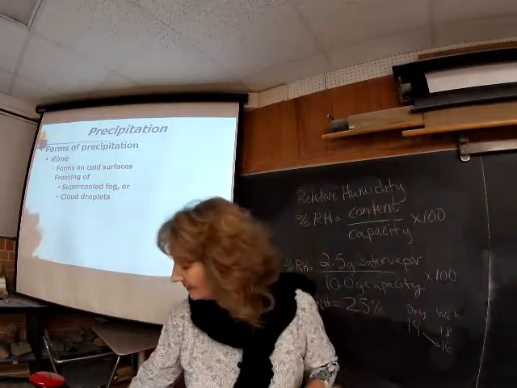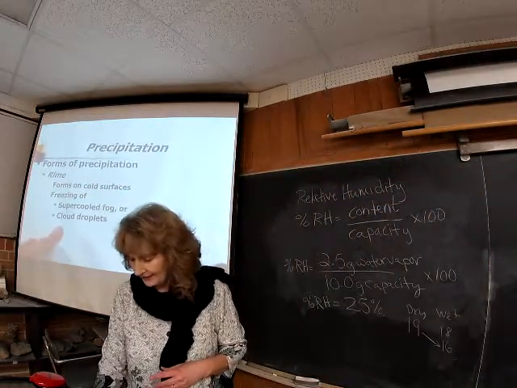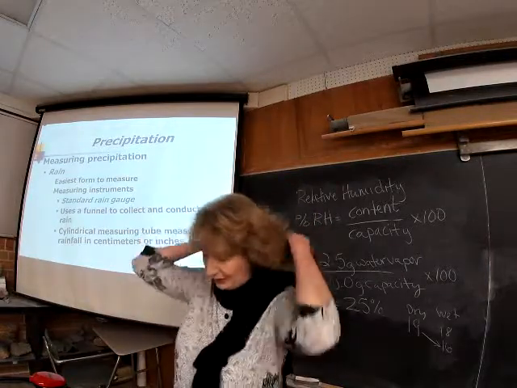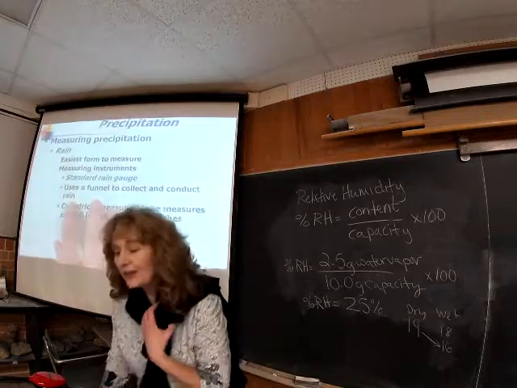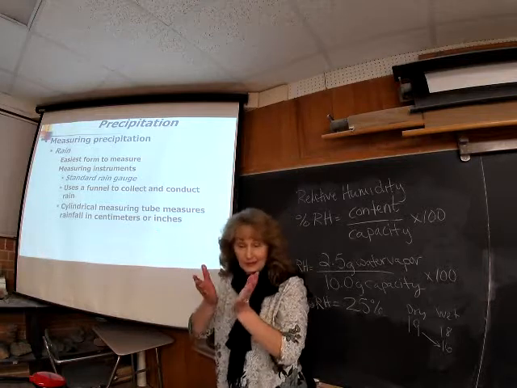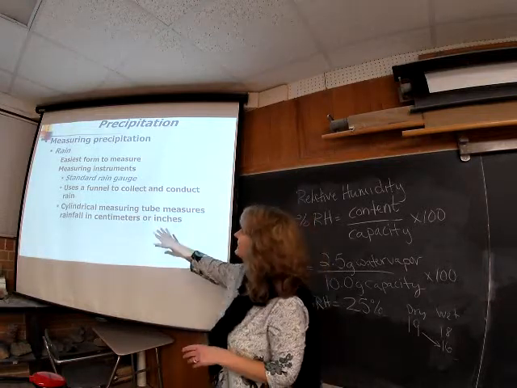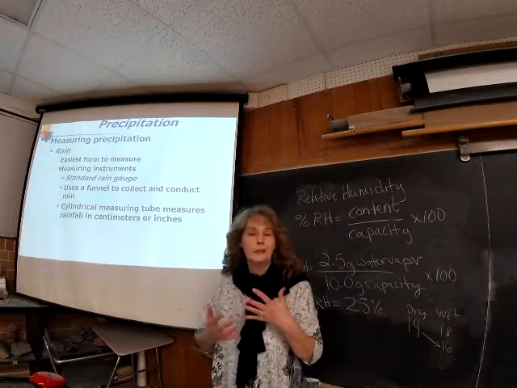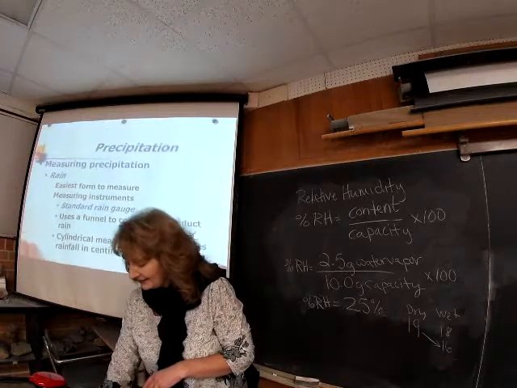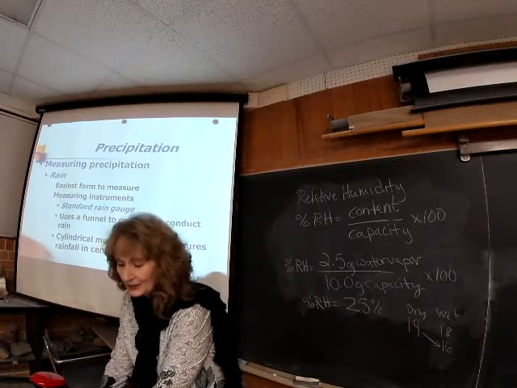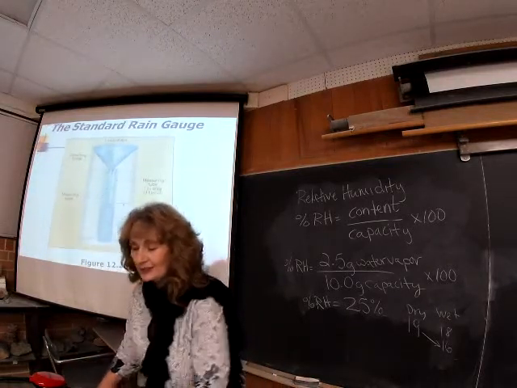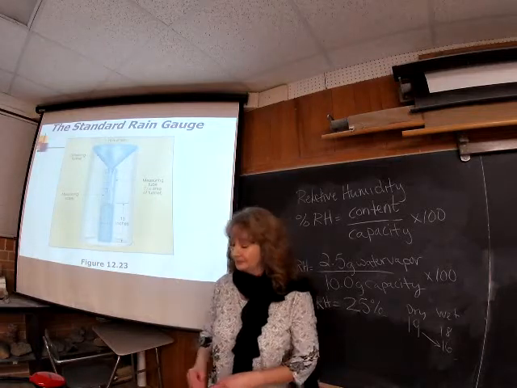And then how we measure some of our precipitation, I think, is the last little bit here. Yeah, so rain, the easiest form to measure, uses a rain gauge. You've got a funnel to collect and conduct it down into a cylindrical measuring tube, and that measures in centimeters or inches. A lot of them will be in inches here in the United States, and can tell you how many inches of rain. So there's a standard rain gauge, with a measuring scale on there, to keep track of your precipitation.